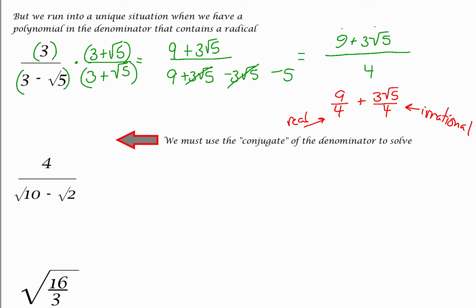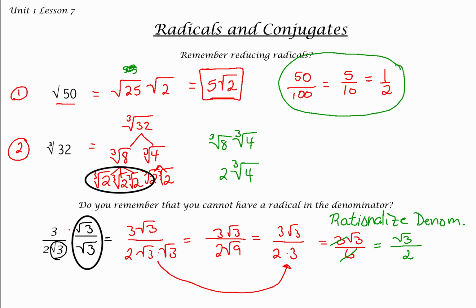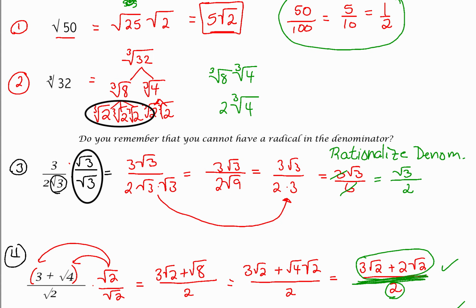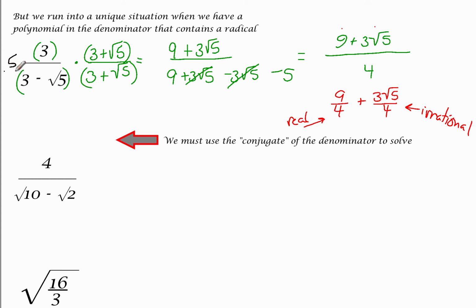All right, what example are we on? I've kind of lost track here. 1, 2, this should have been 3. This was 4, 5.